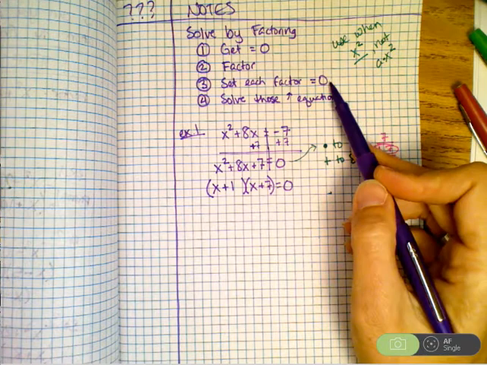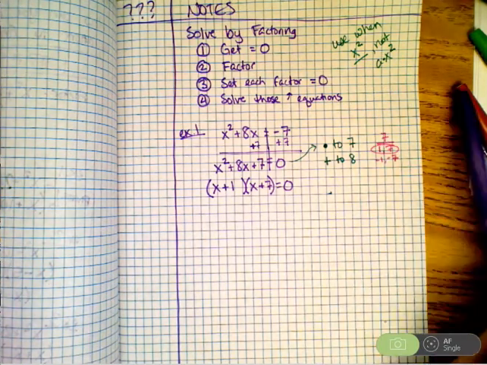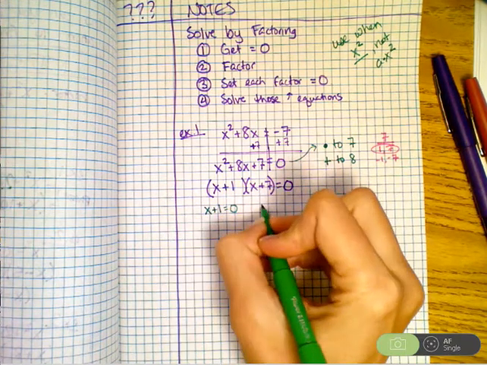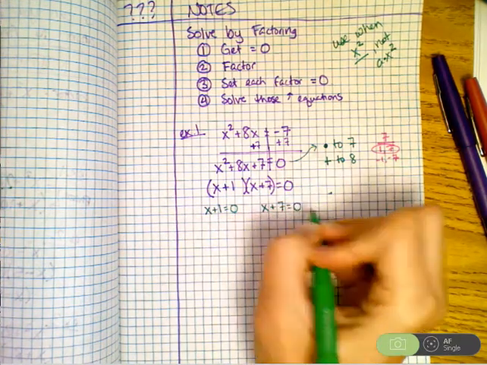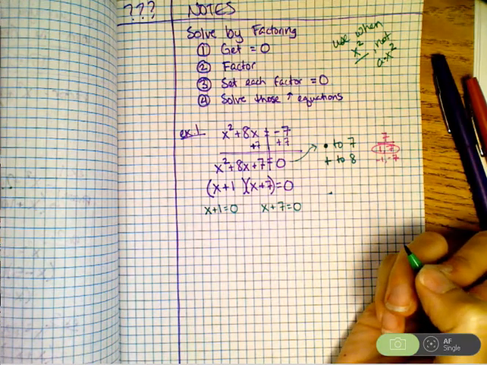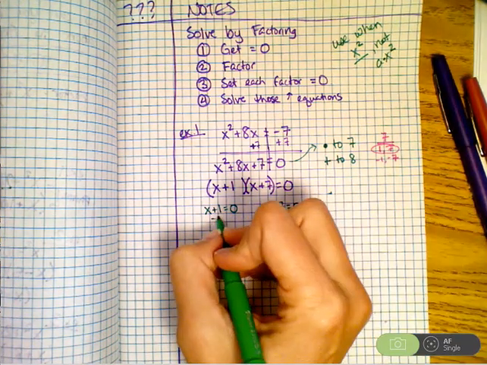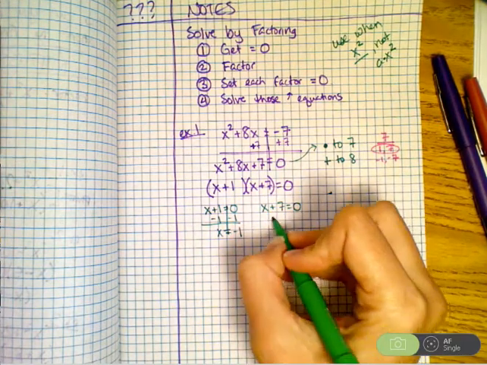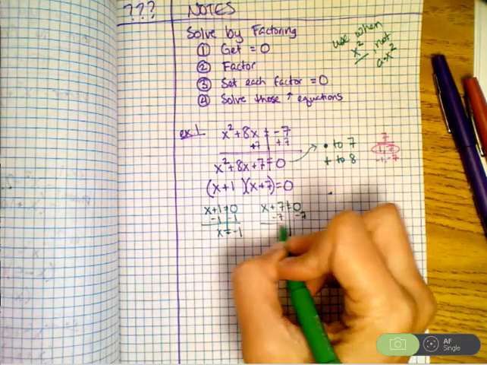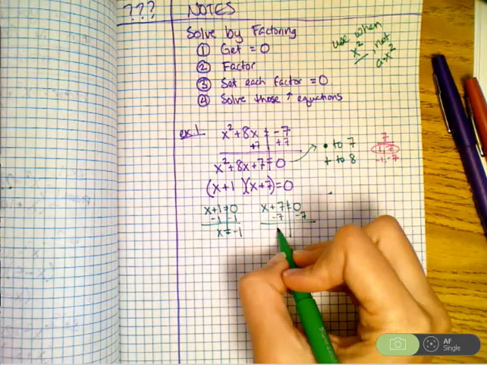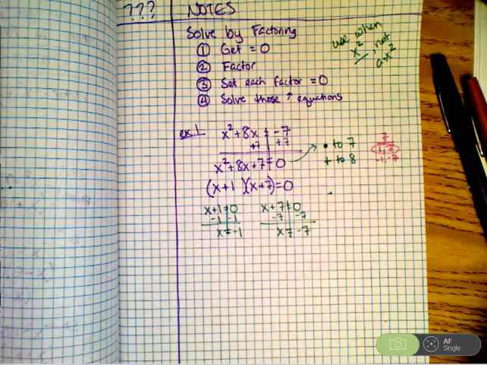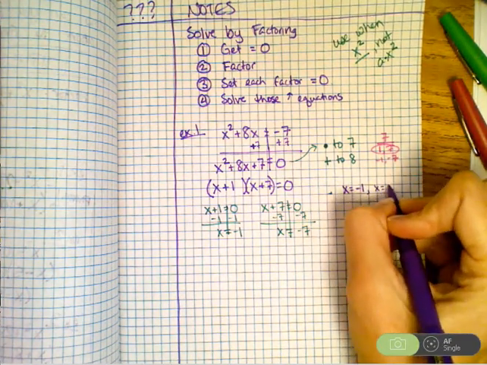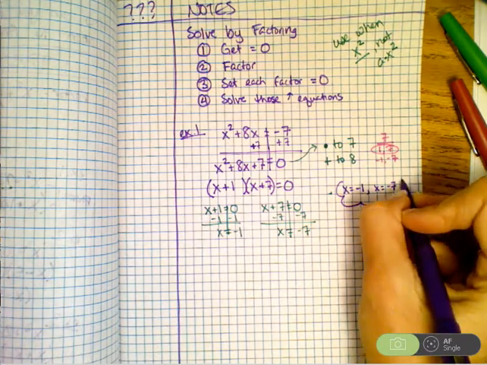I've factored it. Now I need to set each factor equal to 0. So kind of like the absolute value problems, I'm going to split this into 2, and I'm going to solve each of those. And some of you can look at that and immediately see the solutions. If you can do that, that's awesome. If not, this will get you there. Subtract 1 on both sides, subtract 7 on both sides. So our solutions are x equals -1 and x equals -7.